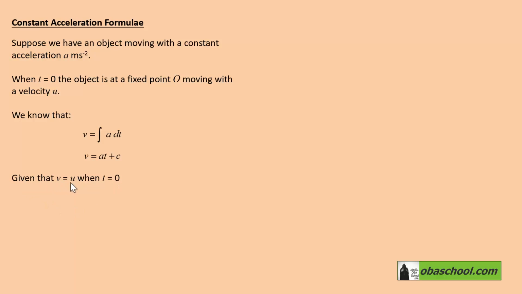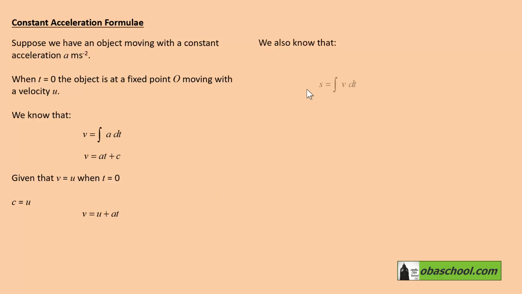Given that the velocity is u when t is equal to 0, and substituting that in, we get that c is equal to u. Therefore, v is equal to u plus at when we substitute the u back in for c.